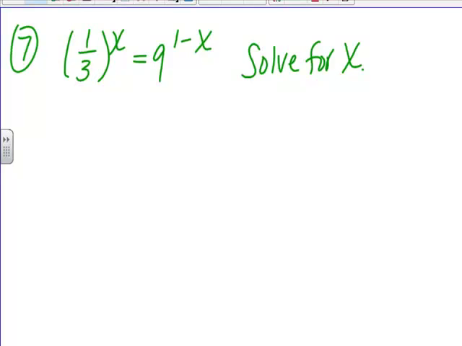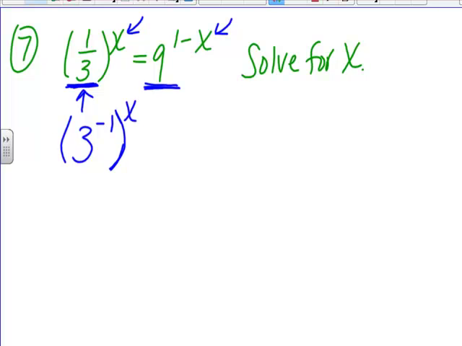Okay, continuing on. This is another situation where when I look at this, what I need to do, because the thing I'm looking for is in my exponent, is I want to get these guys to be the same base. So be suspicious that you probably want to write this as a number raised to a power. And 1/3 is exactly the same as 3 to the -1, for the same reason I was just talking about. So 3 to the -1 raised to the x power.